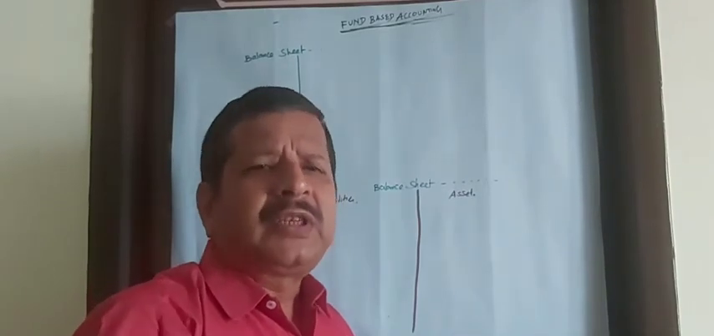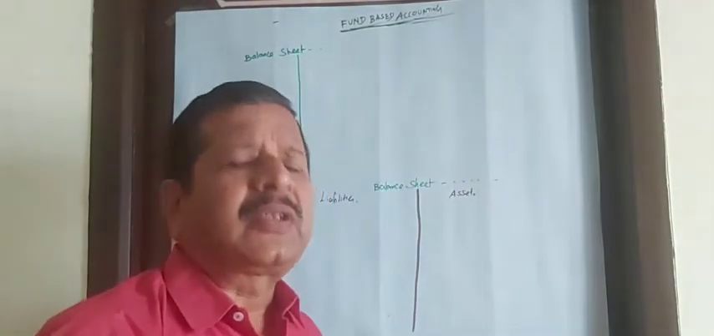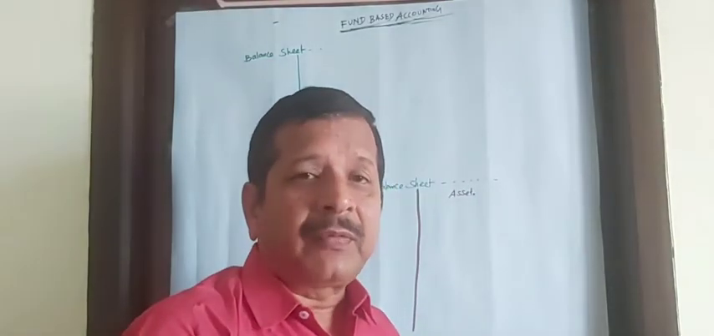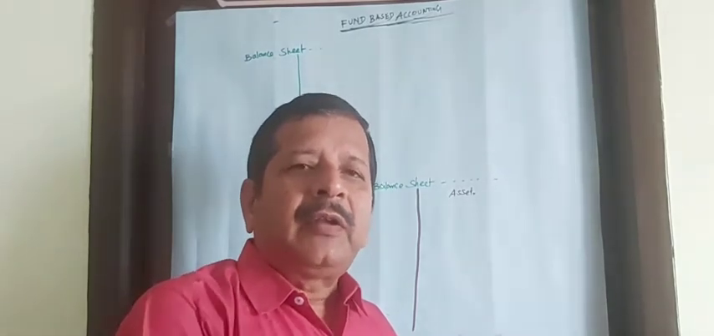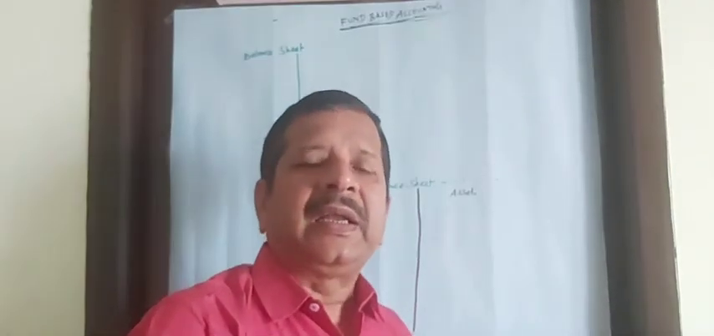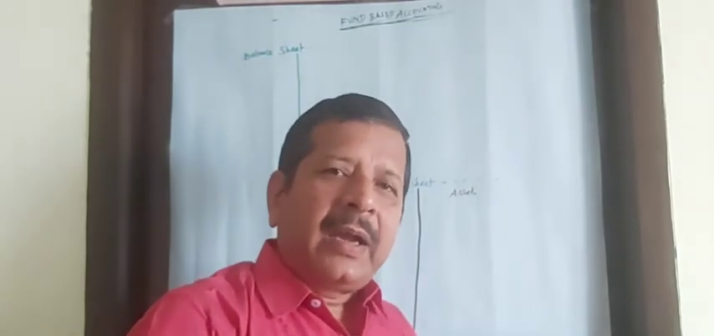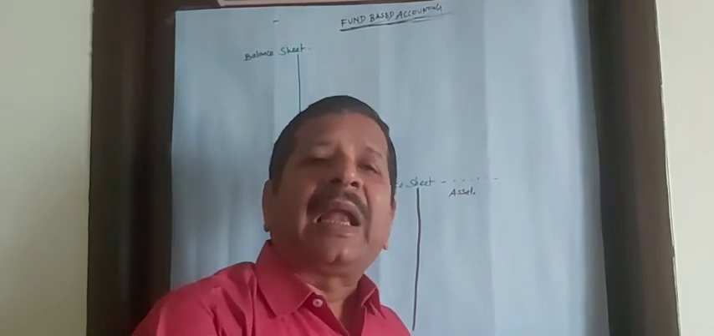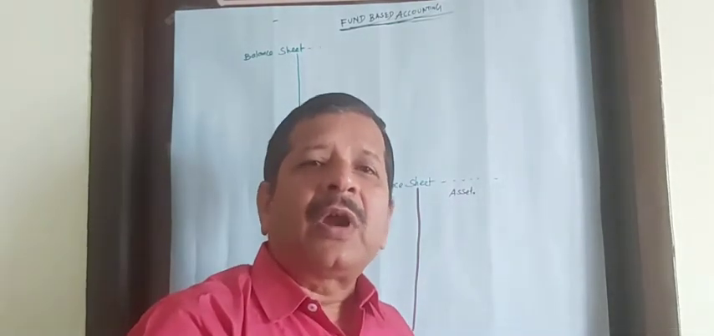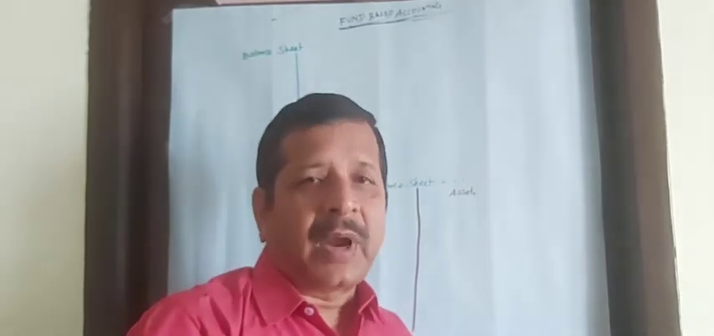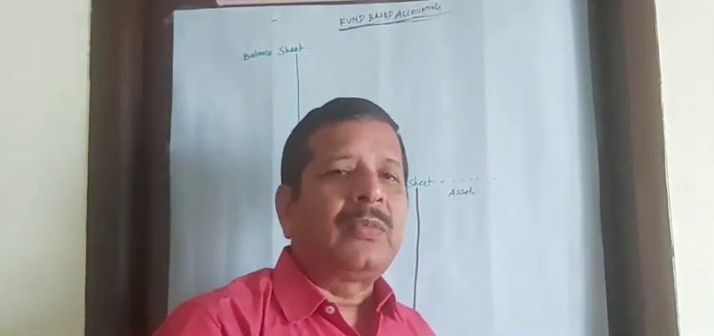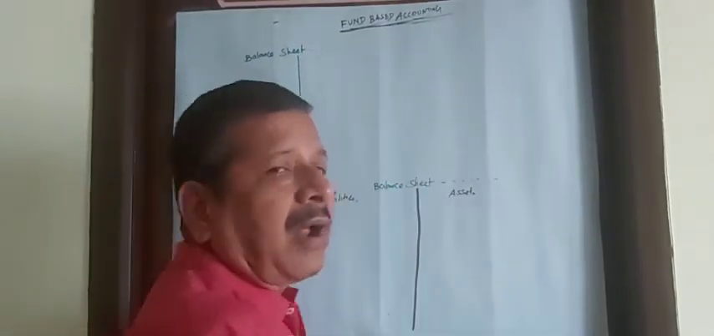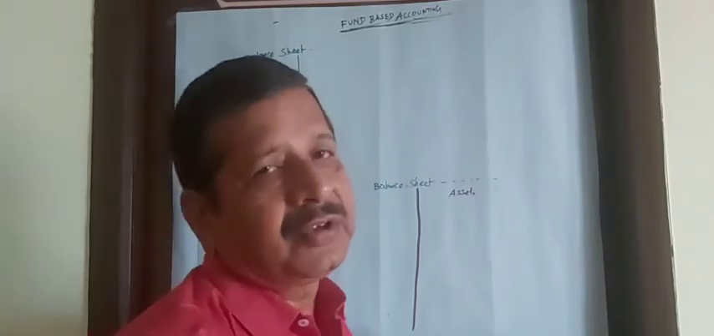To do the full-fledged problem, that's the preparation of income and expenditure and balance sheet, that is our motto. In the CBSE problem, you will be asked to prepare the income and expenditure account and balance sheet. Directly I am not going to demonstrate the problem. Before demonstrating the problem, two important concepts you have to understand. Number one is fund-based accounting. Another one is cost of consumables.